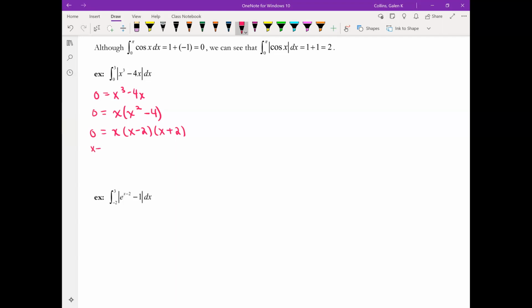All right, setting each of these factors equal to 0, we get our 3 solutions, and we need to put those on a number line. So if we want to think of this in steps, step 1 is find the zeros of the integrand, the function that is in our integral. Step 2, I would say, is to make a number line.